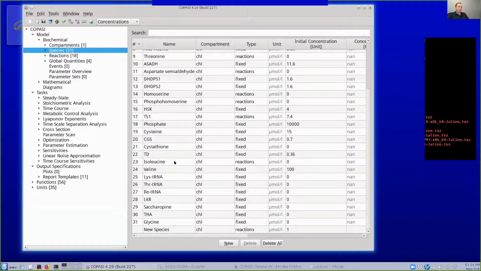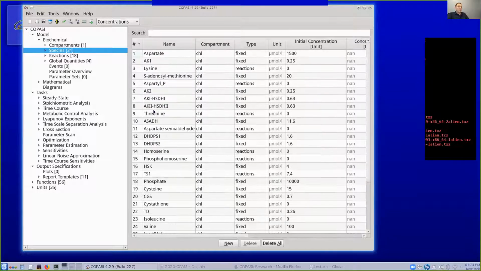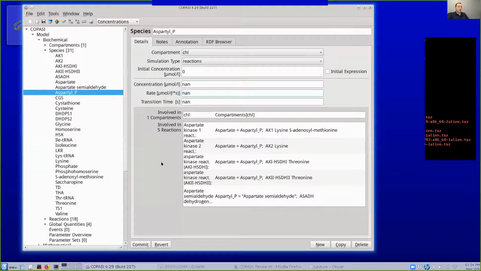Now, this is a table view. You can look at each particular metabolite or species. If you just double click, here it's aspartyl P. I don't know what that is, but we can see in a moment. This tells you that it's calculated based on reactions. So COPASI looks at all the reactions it takes part in and builds the differential equation automatically from those.